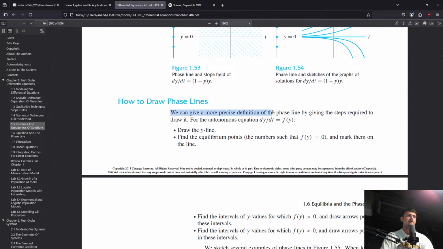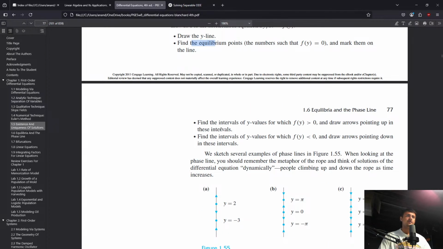How to draw phase lines. Draw the y line. We can give a more precise definition of the phase line by giving the steps required to draw it. For the autonomous differential equation dy/dt equal to f of y: draw the y line, find the equilibrium points, then mark them on the line. Find the intervals of y values for which f of y is greater than 0 and draw arrows pointing up, and then similarly for down. Here are several examples.